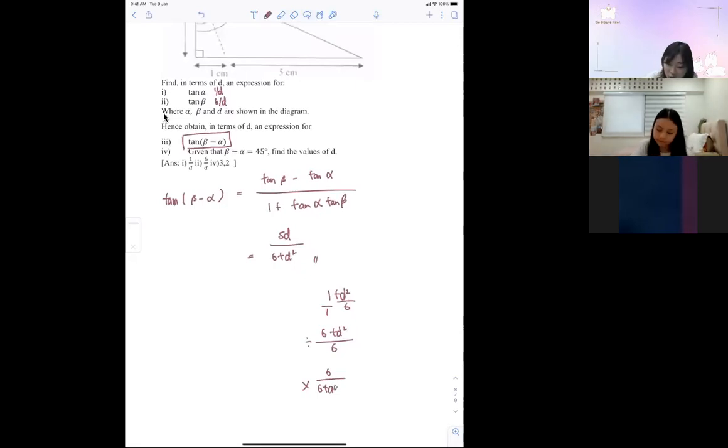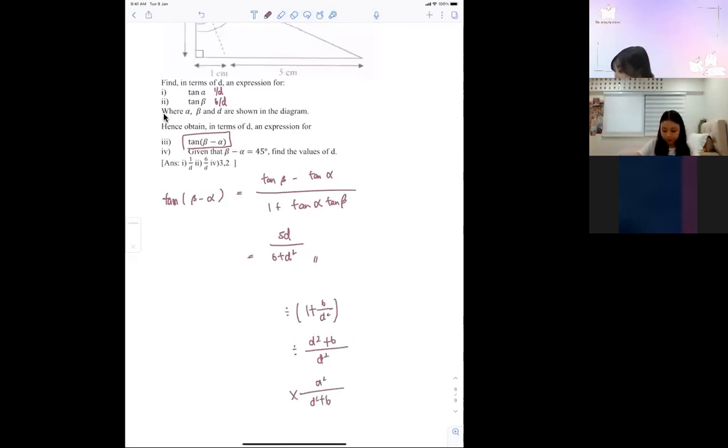Oh, wait. Sorry. I see what's wrong. You went to flip already. It's 1 plus 6 over d squared. Then d squared plus 6 over d squared. Then you can change to times, only when you combine them into one fraction. Okay. Then you got 5 over d right here. Then you can cancel. You will get this one. Huh? If it's two fractions, cannot flip. Let's combine to one first.